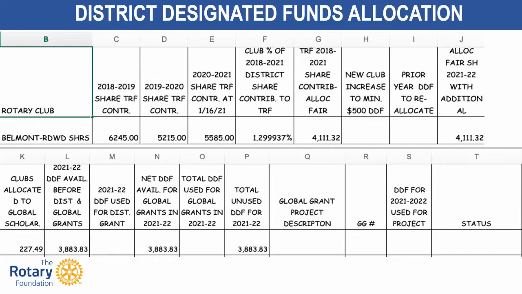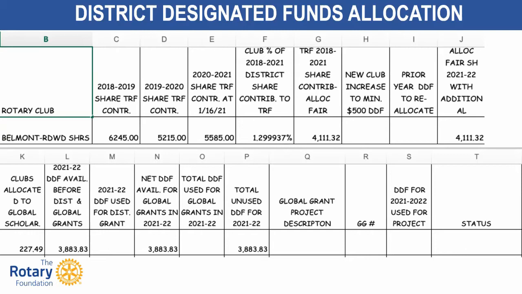Now, here's what Belmont Redwood Shores has done. For the Rotary year 2018-2019, their contribution to the share fund was $6,245. And that's in column C. In column D, the 2019-2020 share contribution was $5,215. In column E, it's showing that the 2020-21 share, so that's from July 1st through, in this case, January 16th of 2021, has been $5,585.